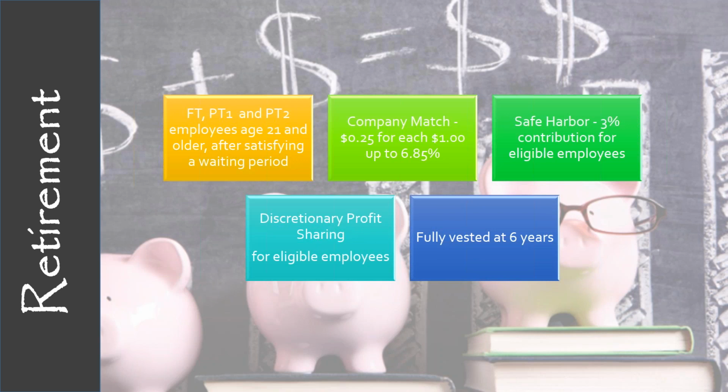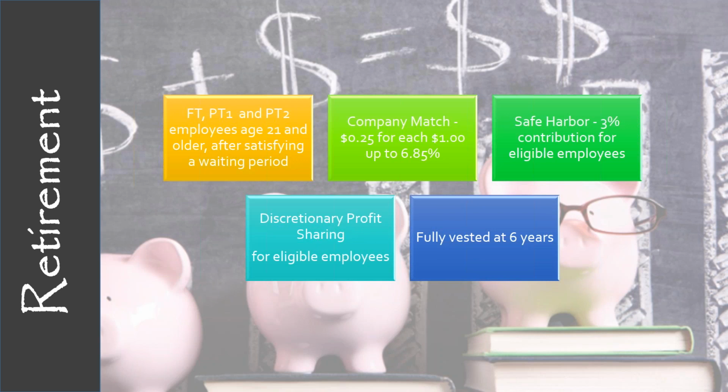The company matches 25 cents for every dollar that you put in up to the first 6.85%. It's an odd number, I know. But the moral of the story is if you're not putting in at least 7% of your income into the 401k, then you're missing out on a 25% return on your money right then and there. You don't get any other return like that anyplace else.